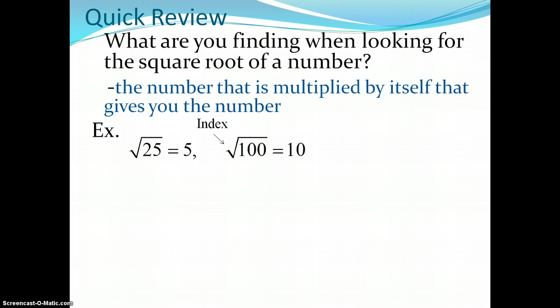The little corner here, this part right here, is called the index. The radical sign, you've probably heard that term before. And the number underneath the radical sign is called the radicand.